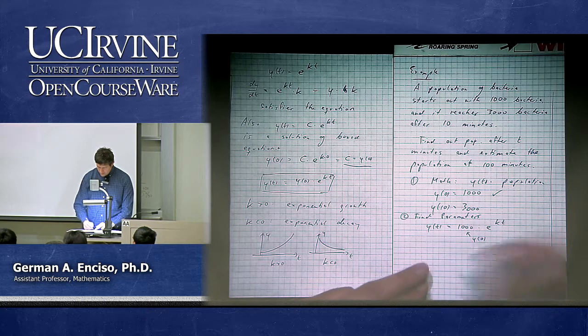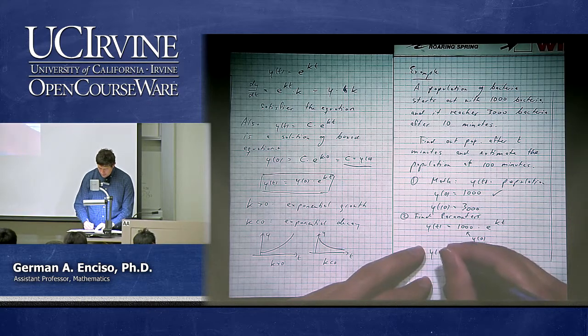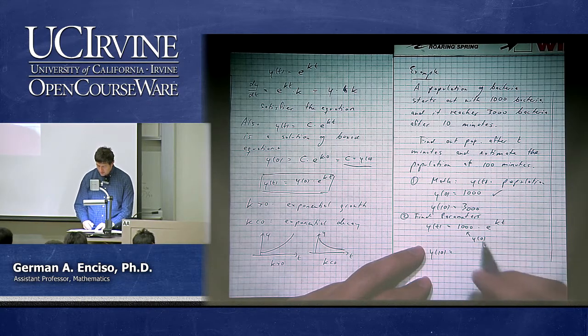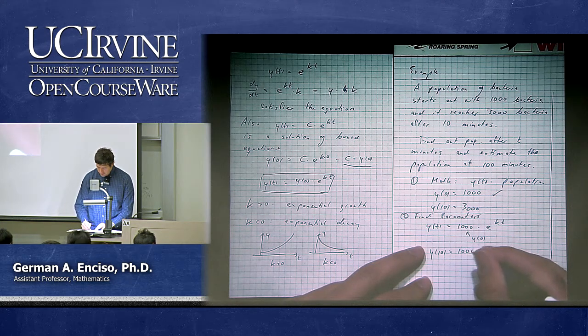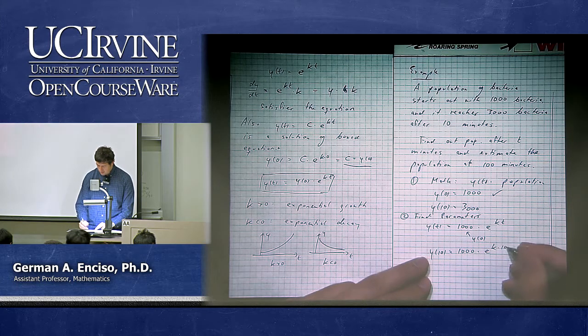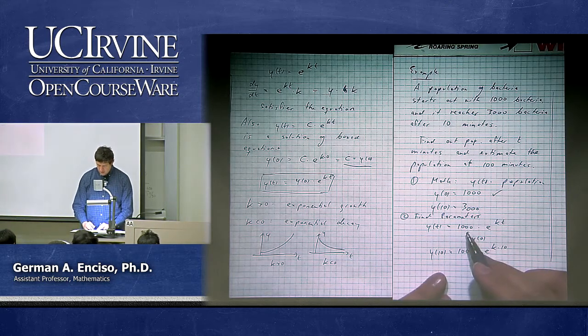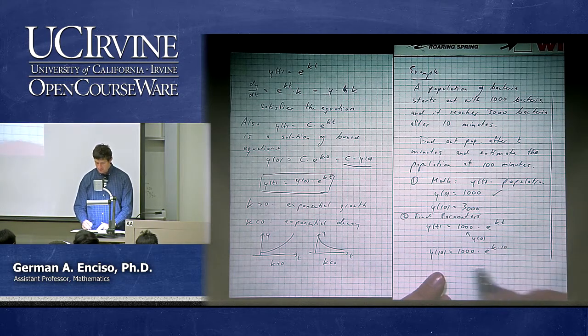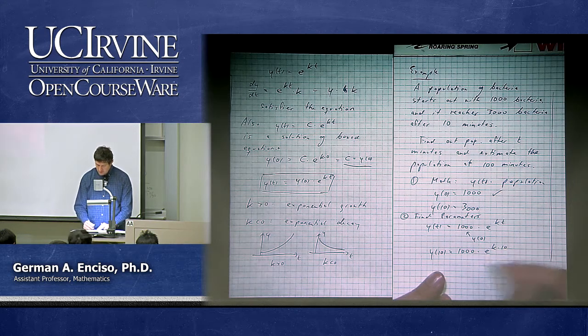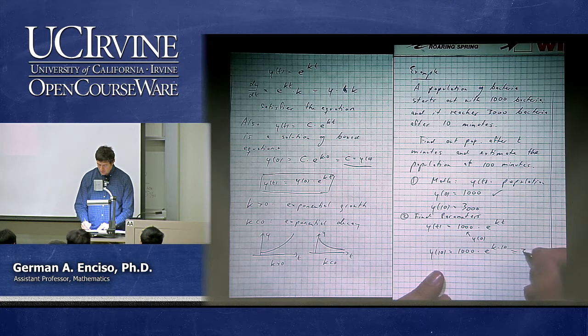Well, let's write it. Y of 10 is equal to, according to this formula, 1,000 times e to the k times 10. That's what it means, right? At any given time, the population is y of 0 e to the k times the time. But we also know that this expression is equal to what? 3,000. So here's where we're using the fact that y of 10 is 3,000.